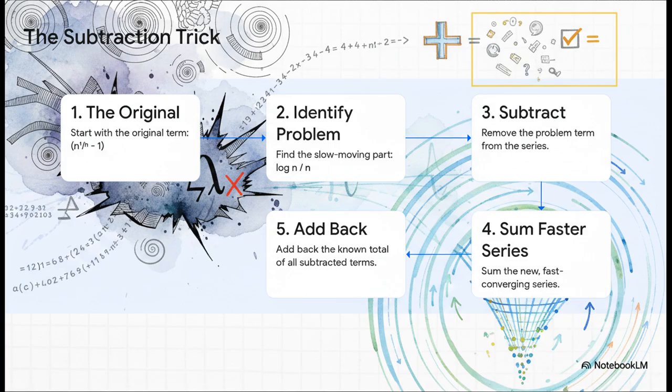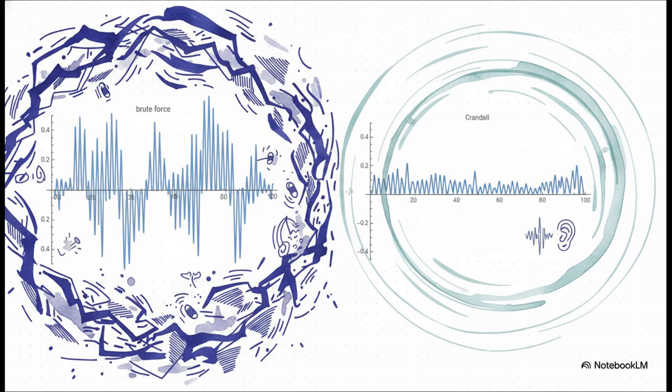But here's the key. They already knew the exact sum of all those little problem pieces they had taken out. So after they summed up their new, well-behaved series, they just added that known value back in, and boom, the correct final answer. And the difference is just stunning. I mean, look at this.